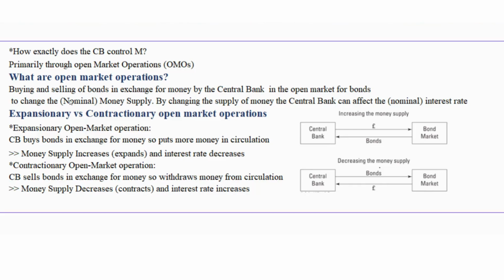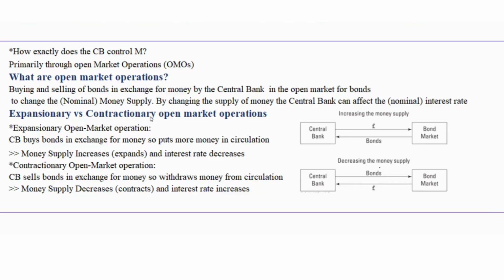Now let's talk about how exactly the central bank controls money supply. The main tool through which it controls the money supply is open market operations. What are open market operations? Open market operations are buying and selling of bonds in exchange for money by the central bank to change the money supply in the economy. And by changing the money supply, the central bank can affect the interest rate.